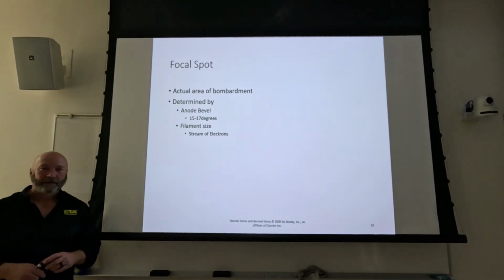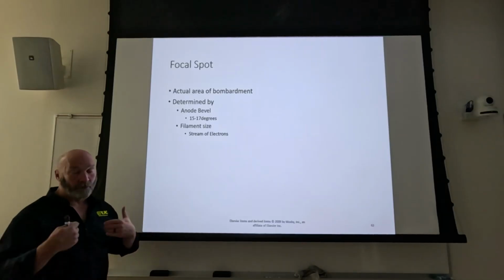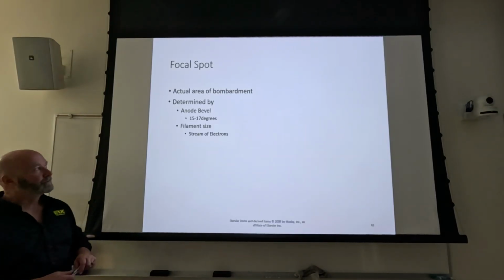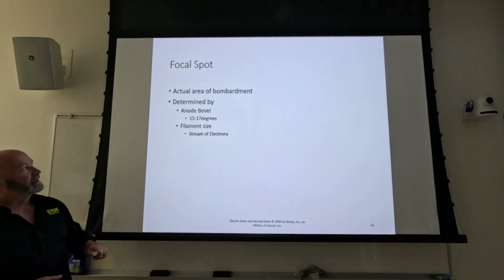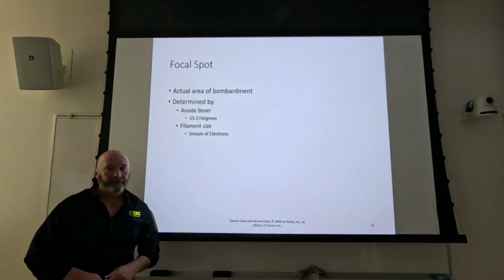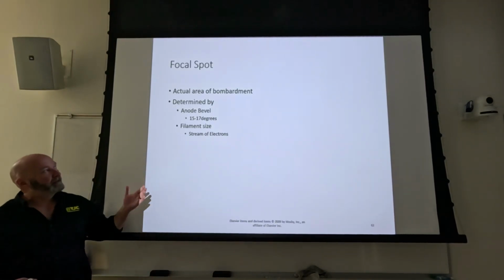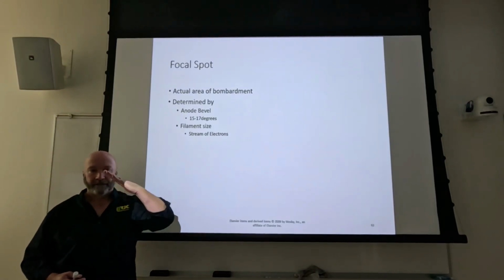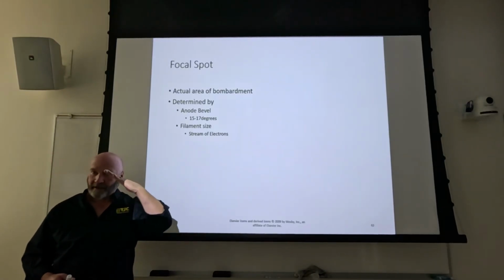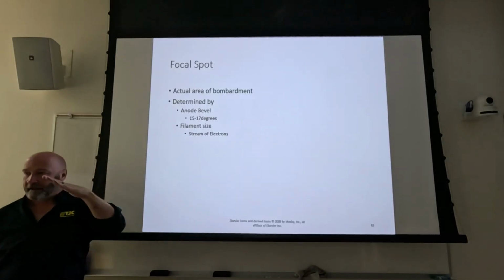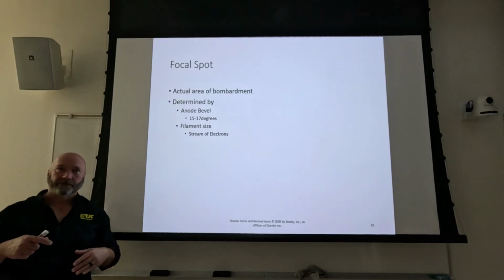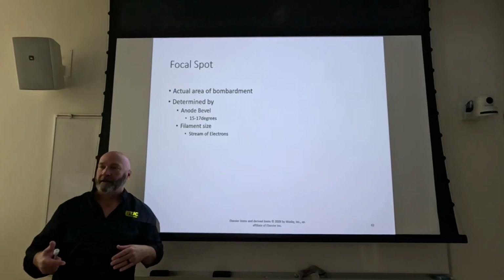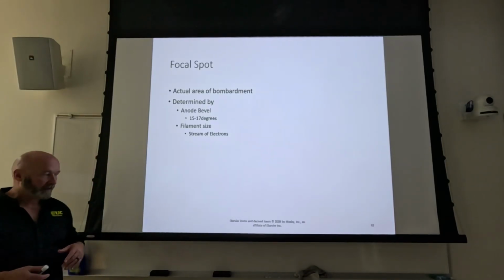That's usually what we use to control sharpness or recorded detail and focal spot size. But the other is anode bevel. So the anode bevel is usually 15 to 17 degrees, okay? So it's almost vertical. The bigger the number, the wider the angulation it is. The wider the angulation we have, the larger the actual focal spot, and even larger the effective focal spot.